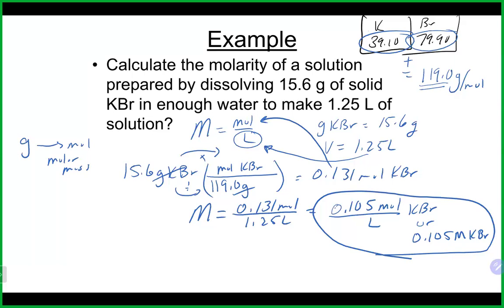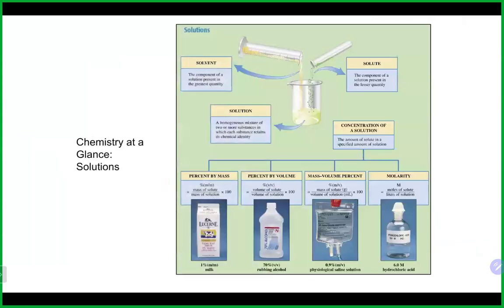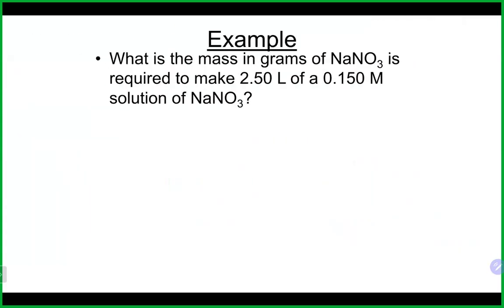Take a look at another here. What is the mass in grams of sodium nitrate that's needed to make a 2.5 liter solution that is 0.15 molar sodium nitrate? Again, some numbers that might be helpful. Sodium 22.99 on the periodic table, nitrogen 14.01, and oxygen there 16.